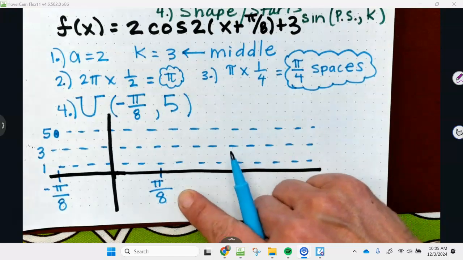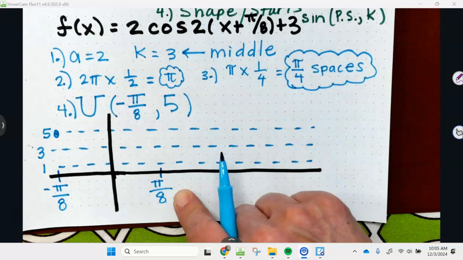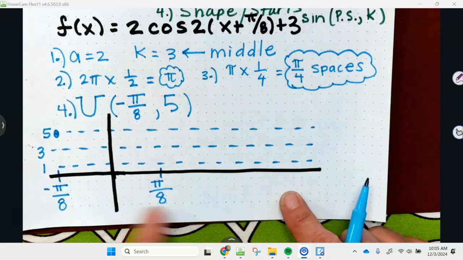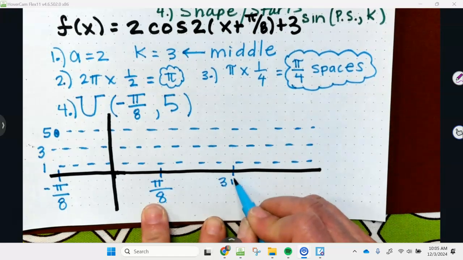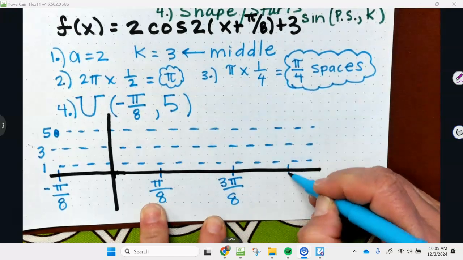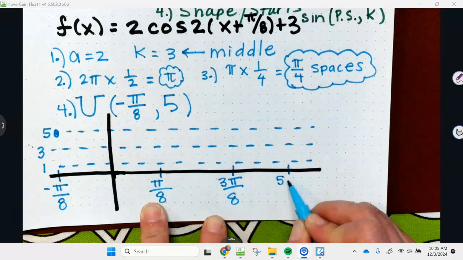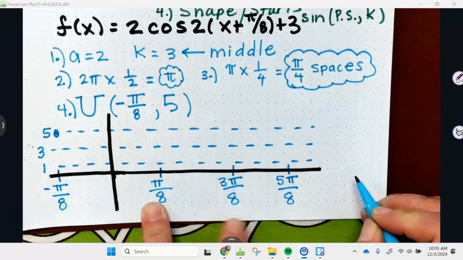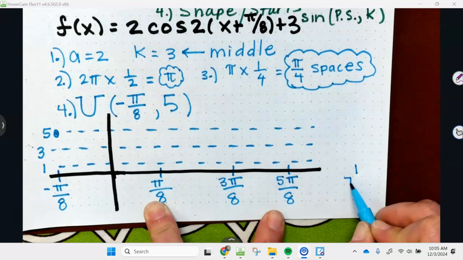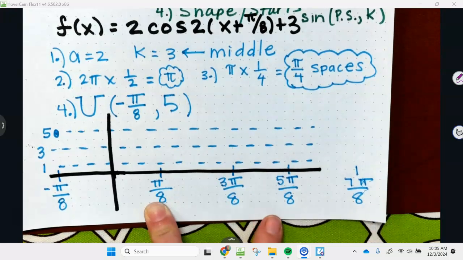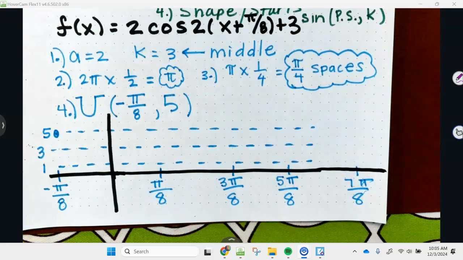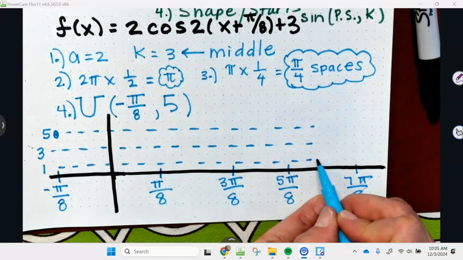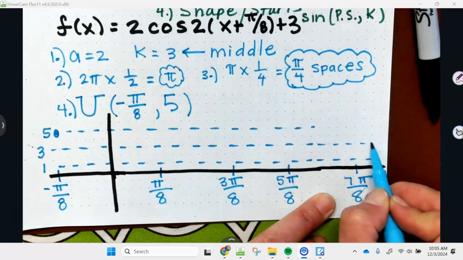Okay. The next space, guys, is pi over 4 or 2 pi over 8. So negative pi over 8 plus 2 pi over 8 is pi over 8. Then 3 pi over 8, kind of like what I went over at the beginning of class. Then we're going to have 5 pi over 8, and then 7 pi over 8. And I got to make sure I have 4 tick marks after the starting point. 1, 2, 3, 4. And I do. I just got to extend out these little dashed lines and then I'm ready to graph.